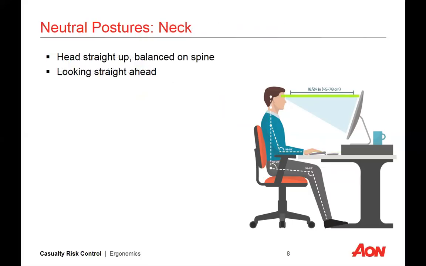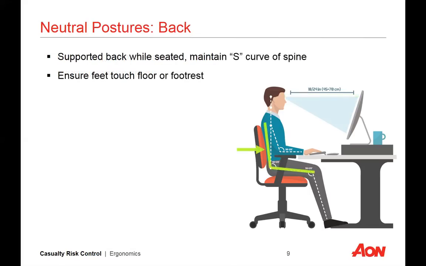Neutral posture for neck is achieved when the head is in an upright position and is balanced on the spine, and the person is looking straight ahead. For example, in an office environment, that neck posture can be achieved by having the top of the monitor at eye level. Neutral and comfortable back position while seated is achieved when the back is supported and the person is able to maintain the S-curve of the spine, and the feet are resting comfortably on the floor or a footrest.